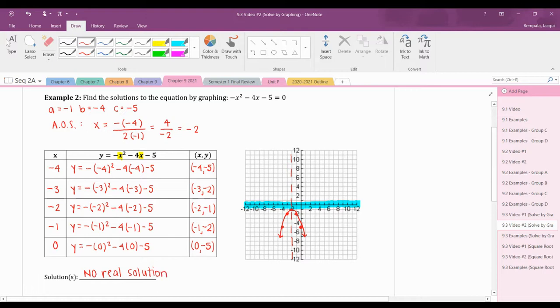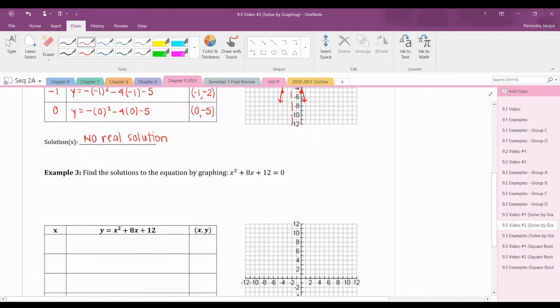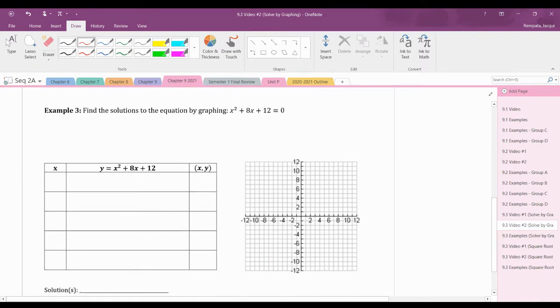Okay, let's take a look at another one. Let's find the solutions to the equation x squared plus 8x plus 12 equals 0. So once again, the process, we want to identify a, b, and c. A is always connected to the x squared, so that would be 1. B is always connected to the x, so that is 8. And then c is the constant, so 12.